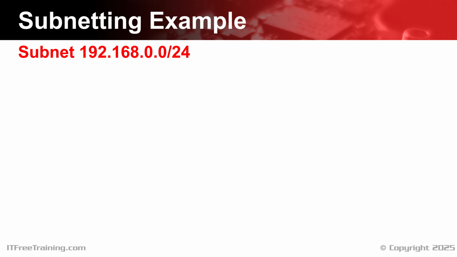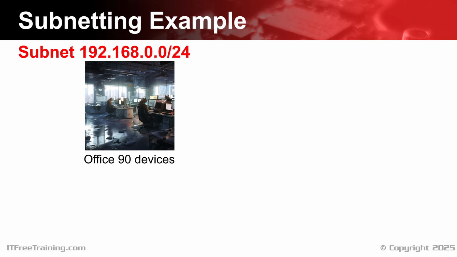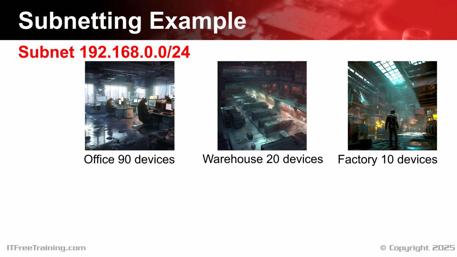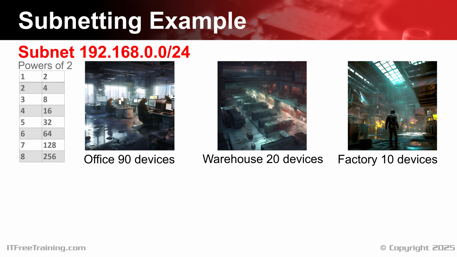In this example, I have been given the subnet 192.168.0.0/24. Later in the video, I will look at more examples, so don't worry if you don't fully understand it. For this example network, I will subdivide this into smaller networks. This subnet needs to be divided into an office area containing 90 devices, a warehouse of 20 devices, and a factory of 10 devices. When subnetting, I find it helpful to have a power of 2 table to reference. This table shows the result when 2 is raised to different powers. It is useful to reference this table when subnetting.